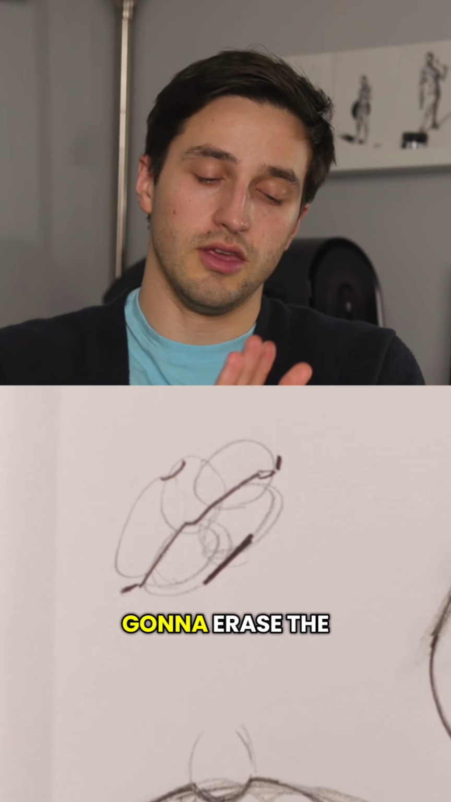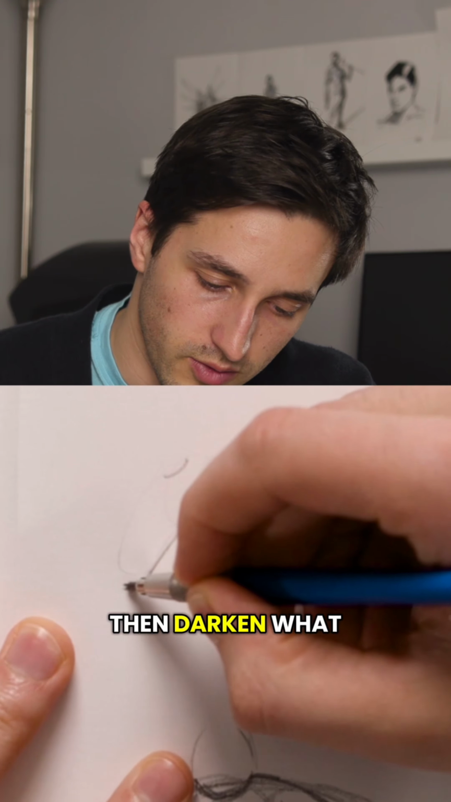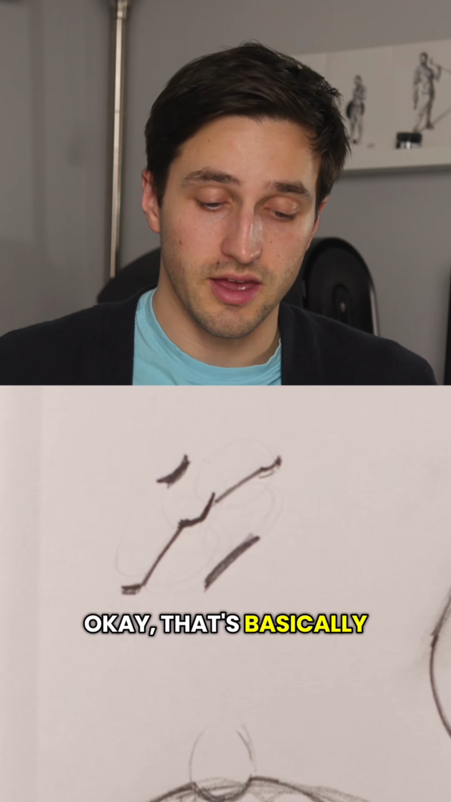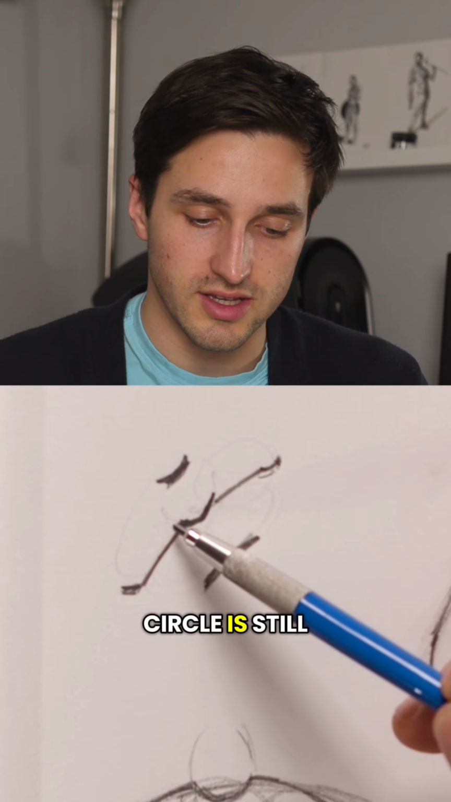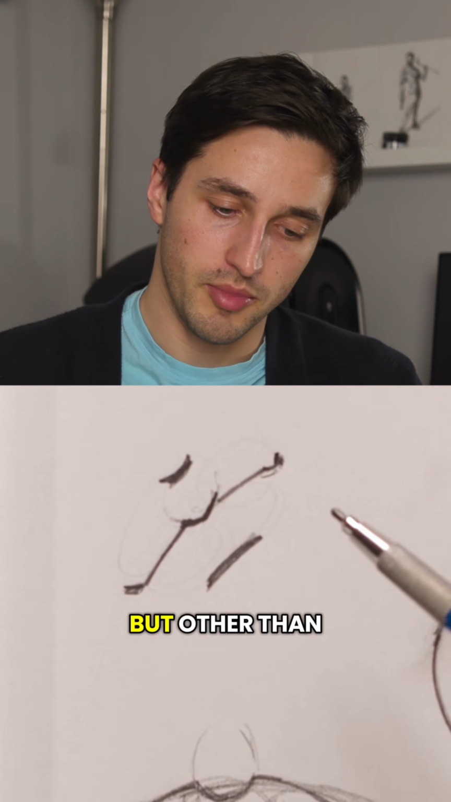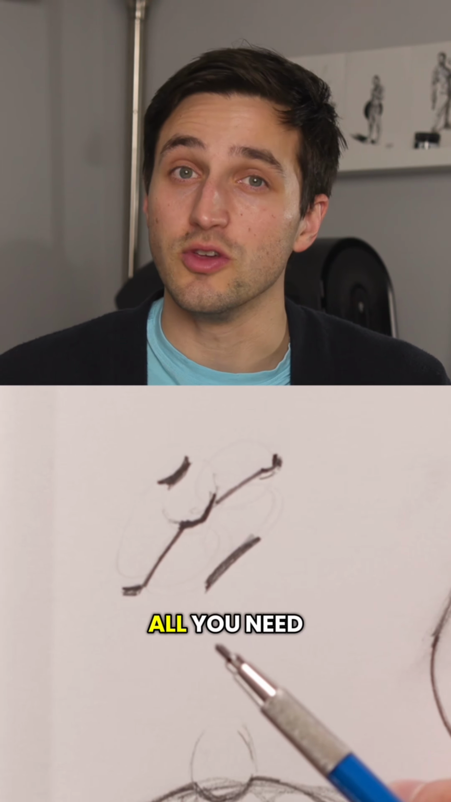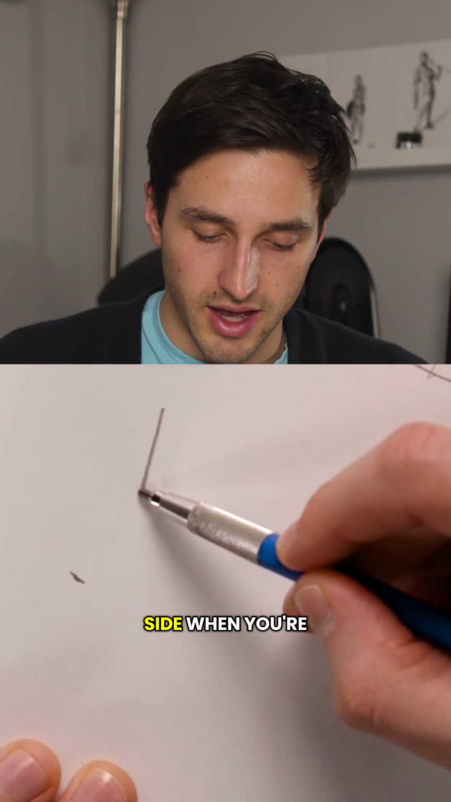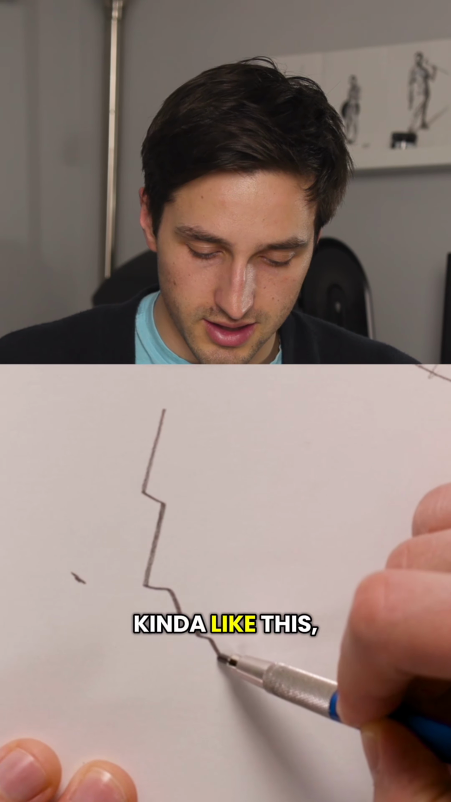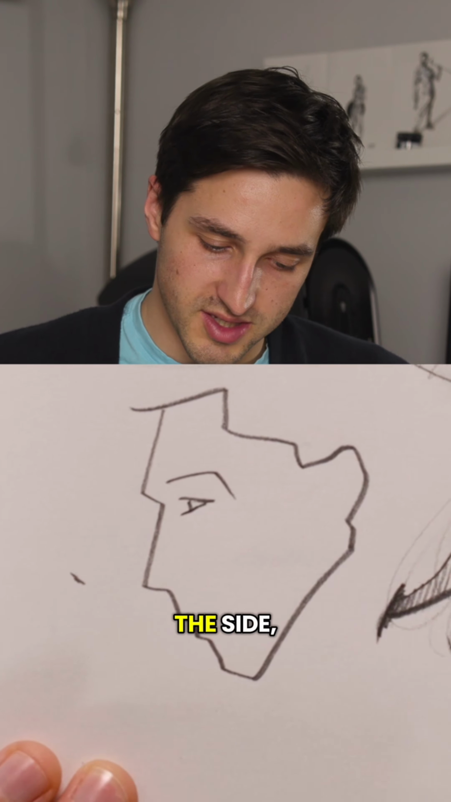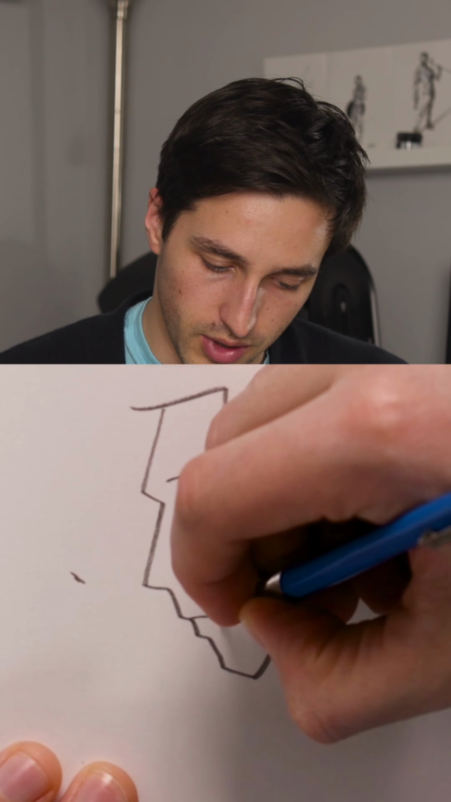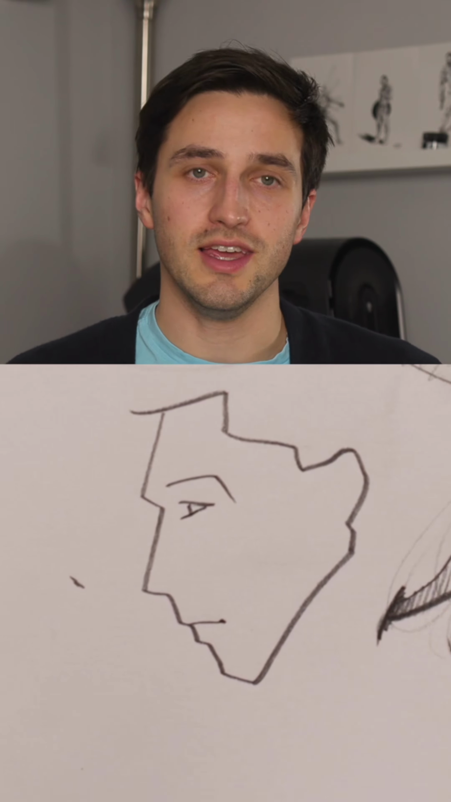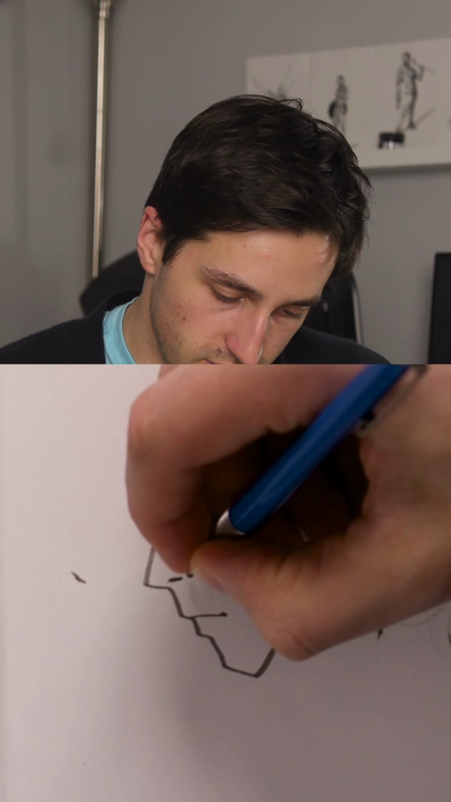So I'm just gonna erase the guidelines here and then darken what I had drawn. Okay, that's basically it. You'll see that this topmost circle is still overlapping the sides, but other than that, it's very simple and it's all you need for the most part. Even from the side, when you're sketching a face kind of like this, when I'm doing the lips from the side, it's literally just this. That's it, that's all you need. It's very, very simple. Let me finish his nose here as well.